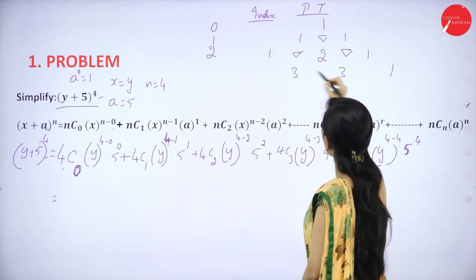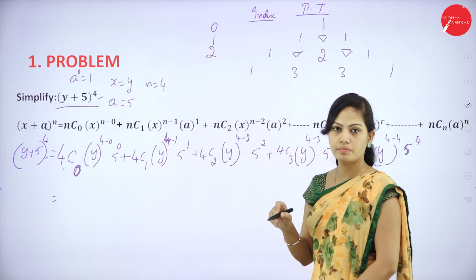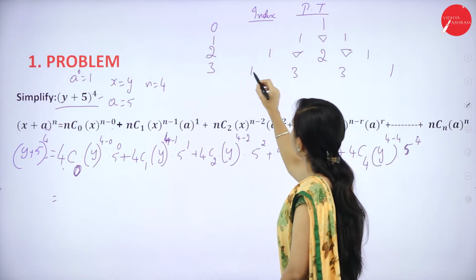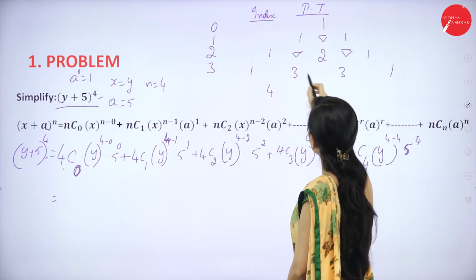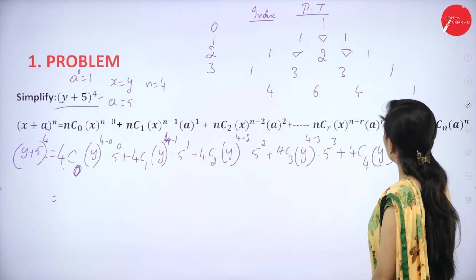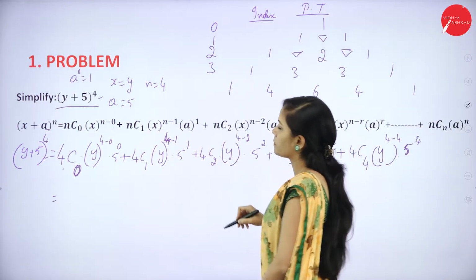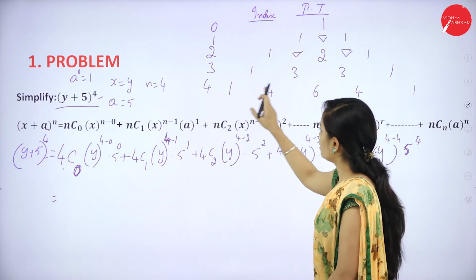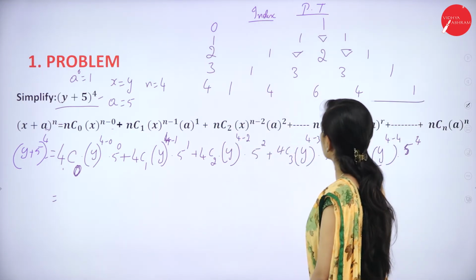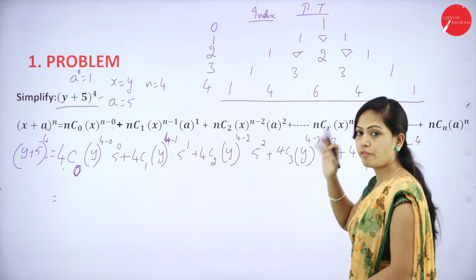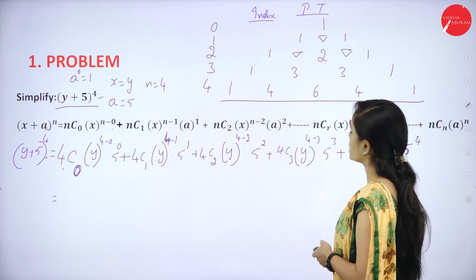So as it is, I will write this 1 here. And the index value is 3. So 3 plus 1 is 4. 3 plus 3 is 6. 3 plus 1 is 4. As it is, I'll write 1 here. So, index value is 4 means 1 4 6 4 1 is the combination. 1 4 6 4 1. So, where you have to write this 1 4 6 4 1?